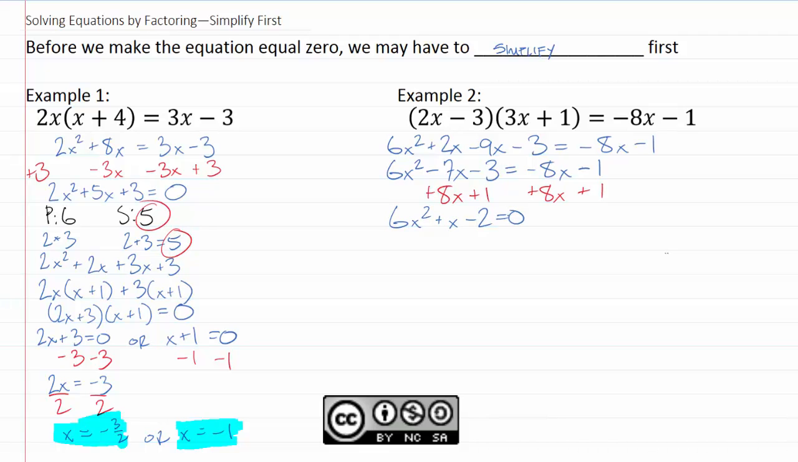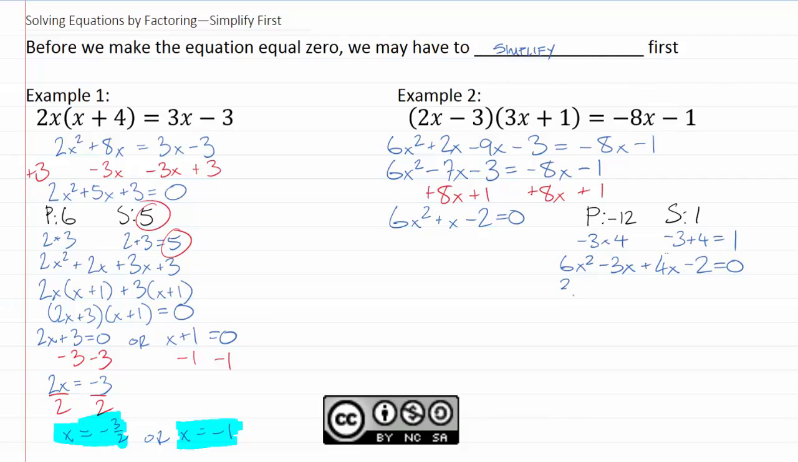Again, you can factor this without much difficulty using the product sum method. Our product, again, is the first coefficient times the last coefficient, which is negative 12. Our sum is 1. Two numbers that will work here are negative 3 and 4, because negative 3 plus 4 is 1. And so we'll have 6x squared minus 3x plus 4x minus 2 equals 0.